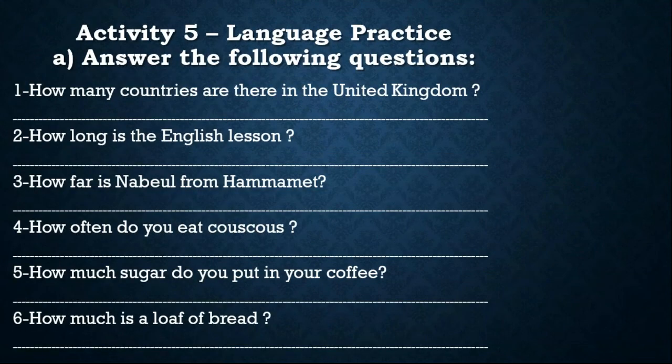Activity 5. Page 88. So it asks you to answer the following questions. The first one. How many countries are there in the United Kingdom? 5 countries. What are they?